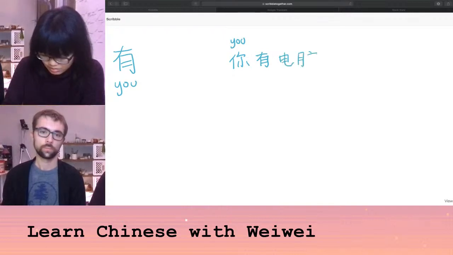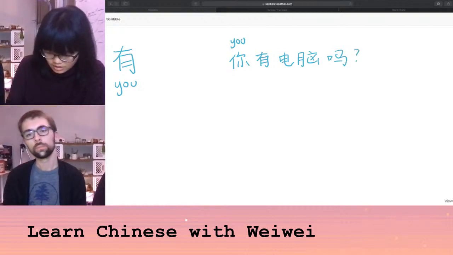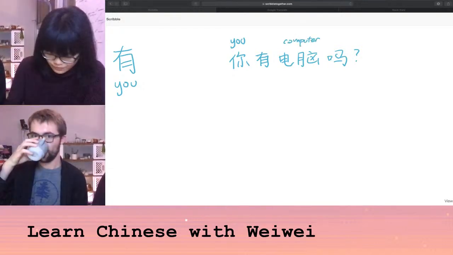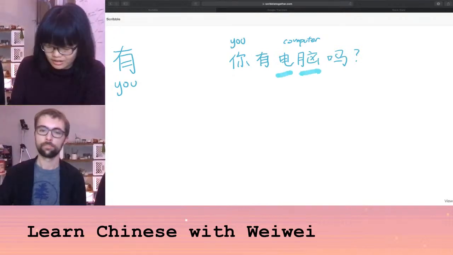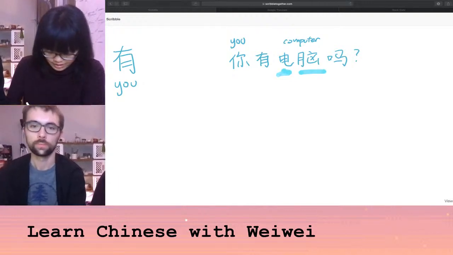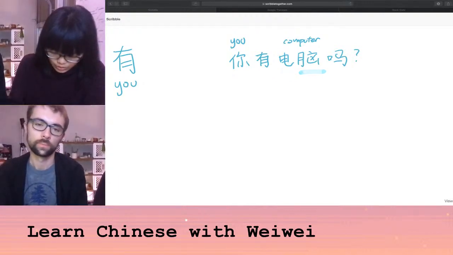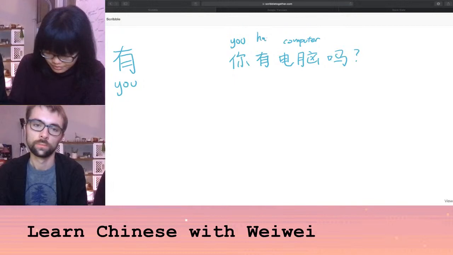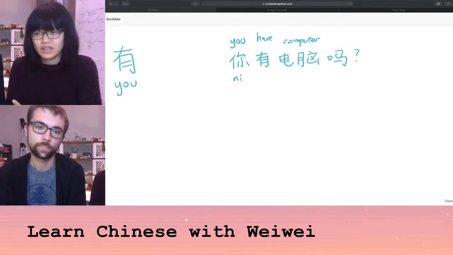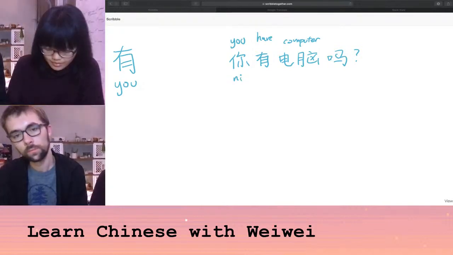电脑吗？电脑 is computer, and it translates to electric brain. So in Chinese, computer is actually electric brain. That's pretty cool. And yo is sort of like "have" in this context. So in that case, I'm asking, do you have a computer?